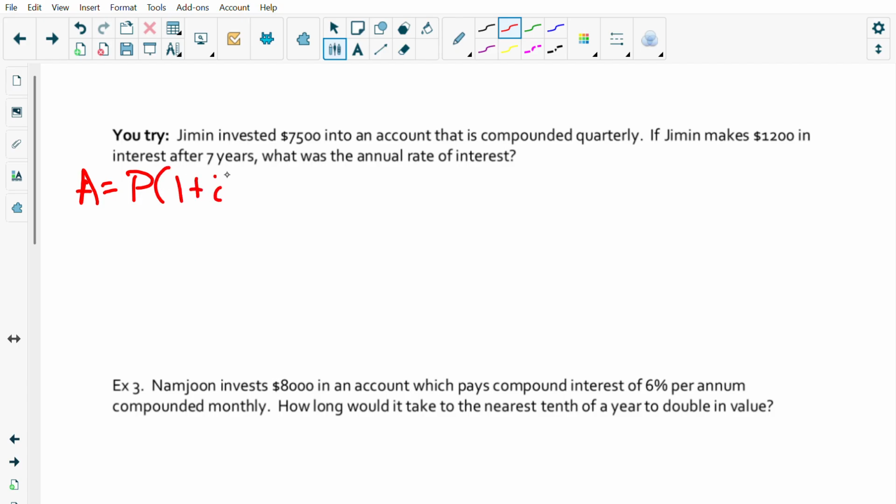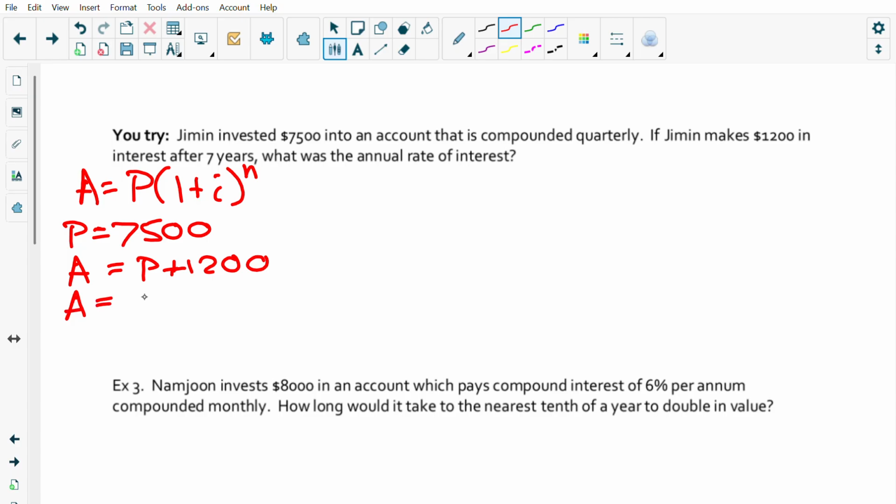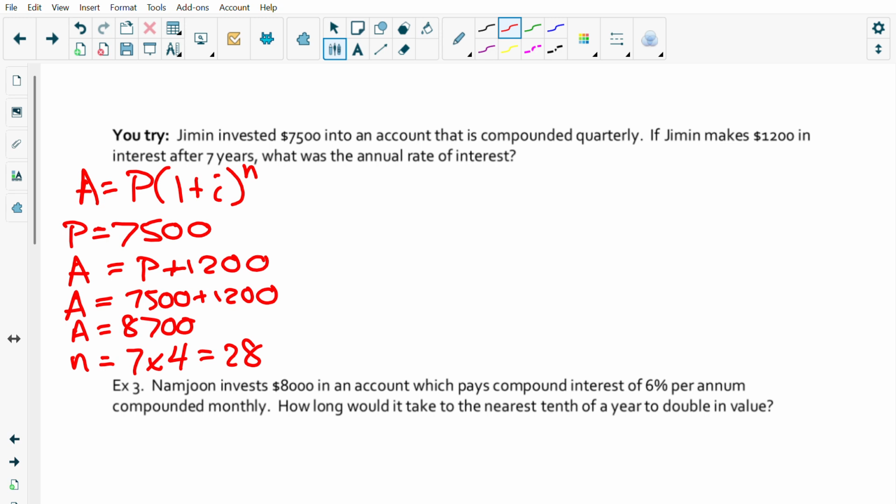Okay, do what we did in the previous example. So I'll just step through this. Okay, number of compounding periods. It's 7 years, and it's quarterly, so it's 7 times 4 is 28, and we're looking for the interest rate. So let's fill in our equation here.